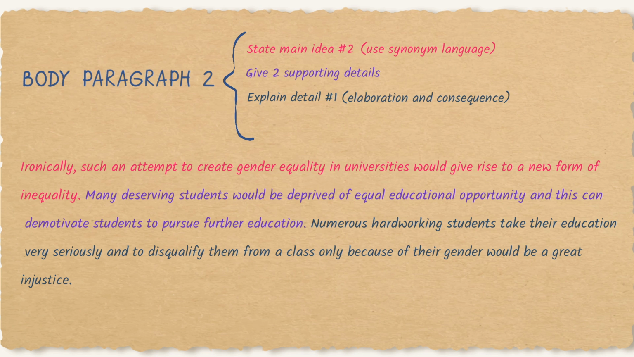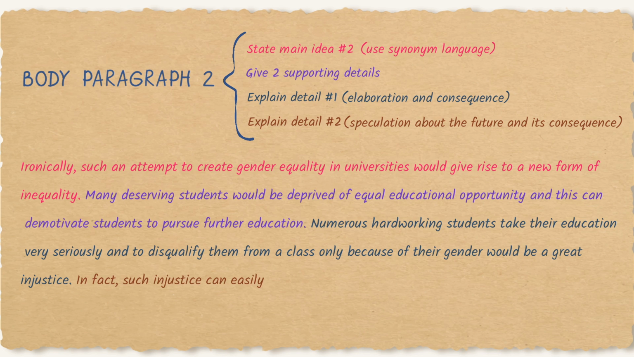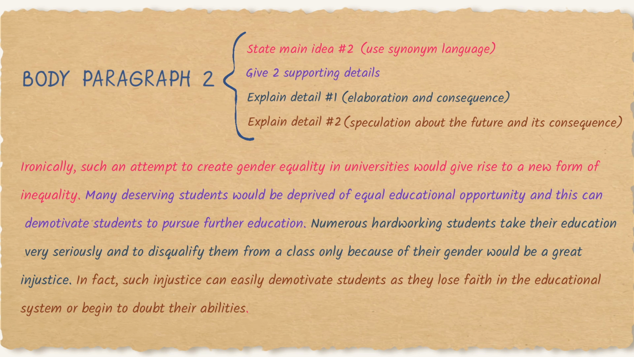my next sentence would be to explain my second supporting detail. I'm going to use the technique of speculation and consequence. All right. So I said in my supporting details that it demotivates students. What do I mean by demotivating students? All right. In fact, such injustice can easily demotivate students as they lose faith in the educational system or begin to doubt their abilities. So this is a kind of speculation and consequence strategy.